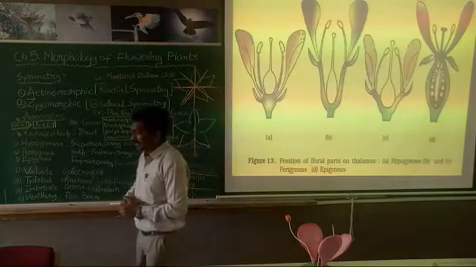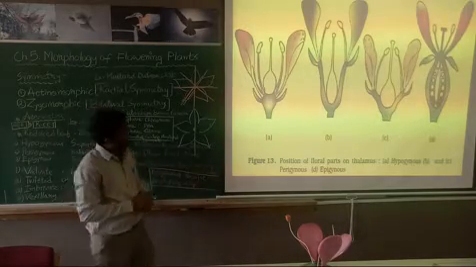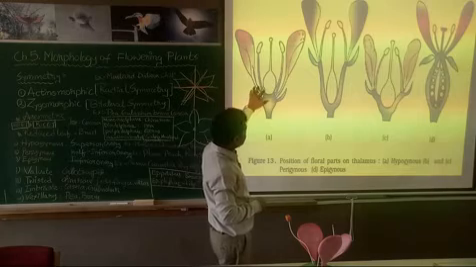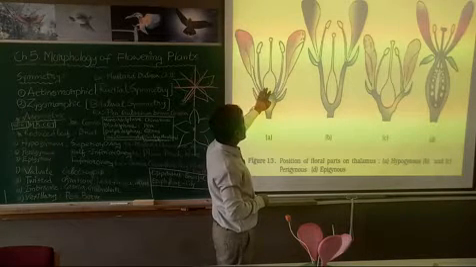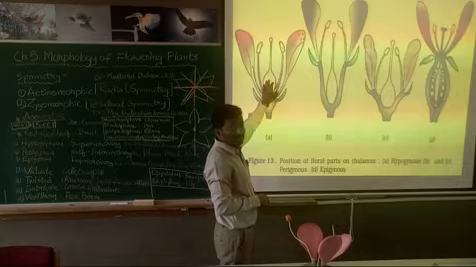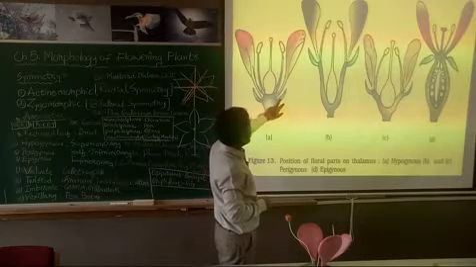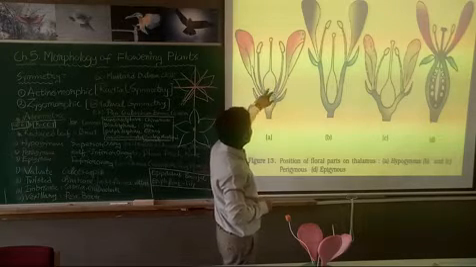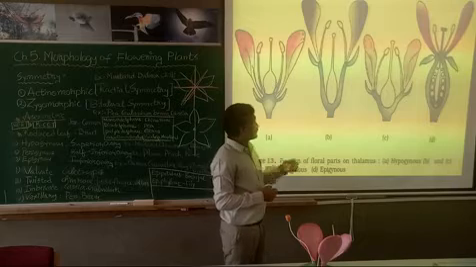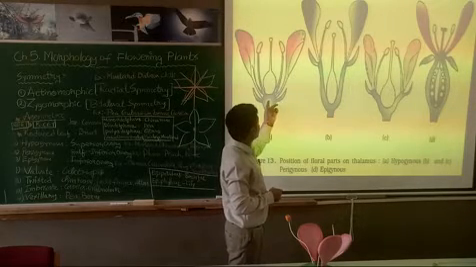Okay, now let us see the first one. What is meant by hypogynous? Here you can see the first diagram, hypogynous. The ovary is present on the thalamus and the rest of the parts, what are those? Calyx, corolla, androecium are present below the ovary. Understood? You can see in this diagram very clearly.